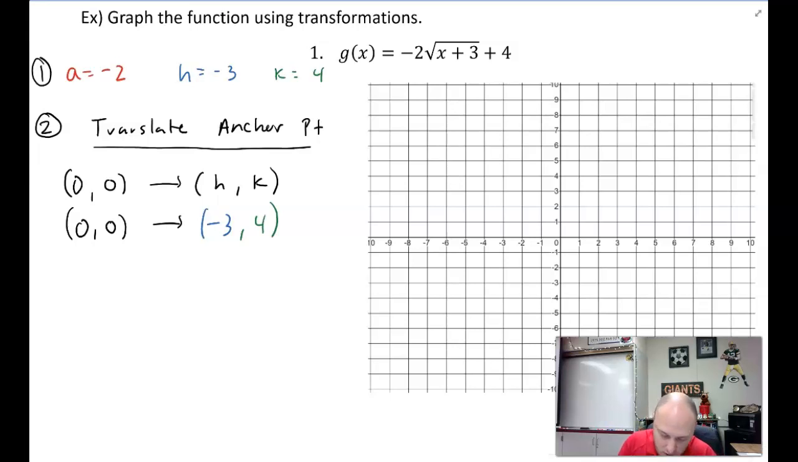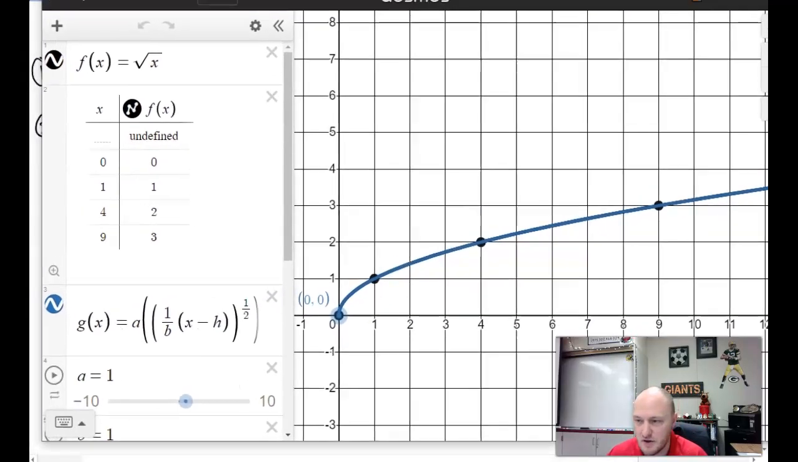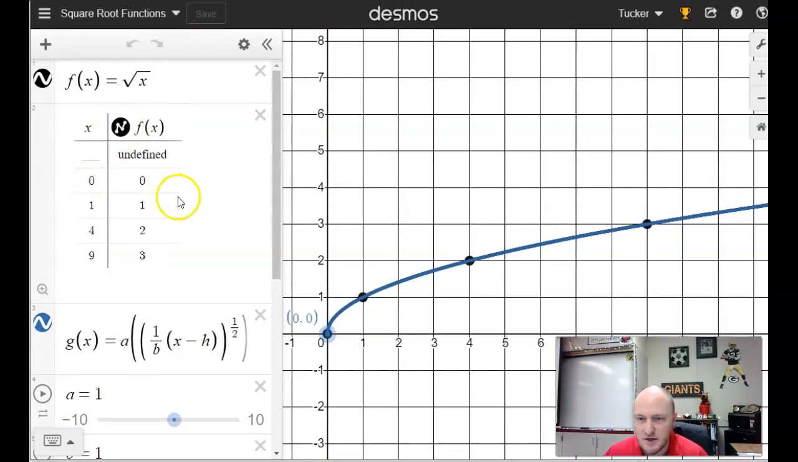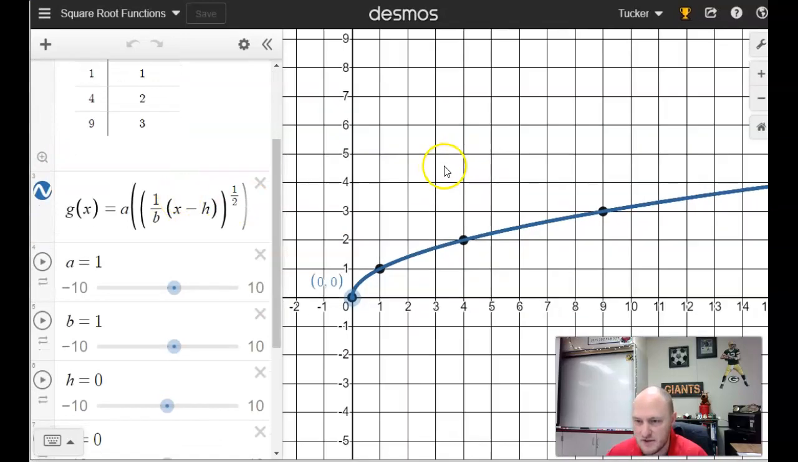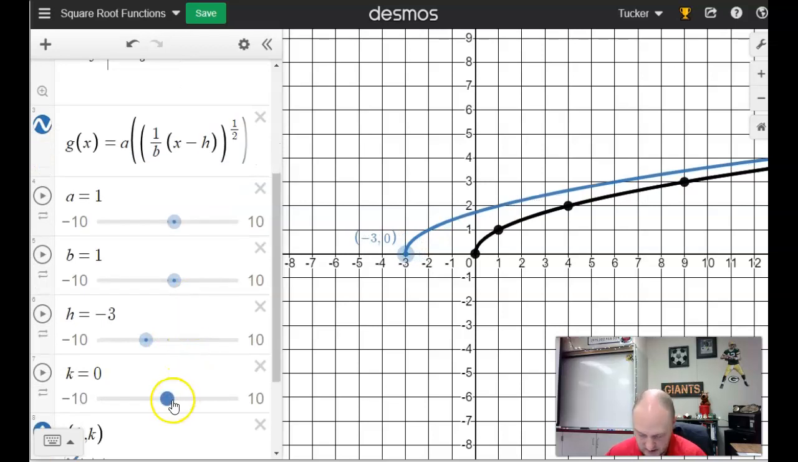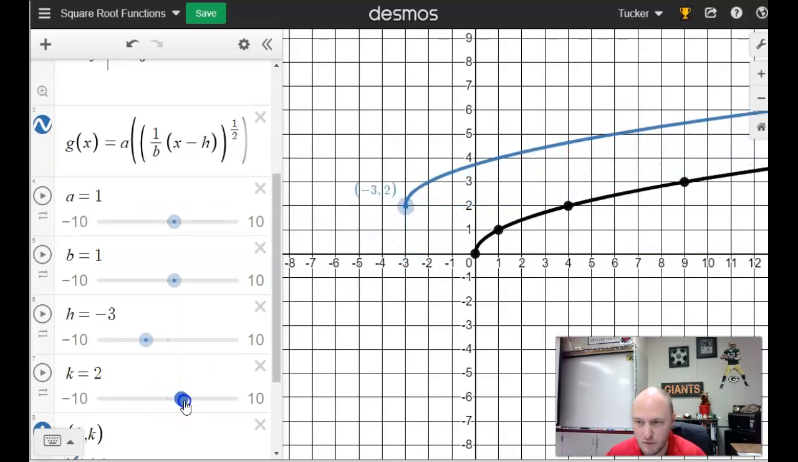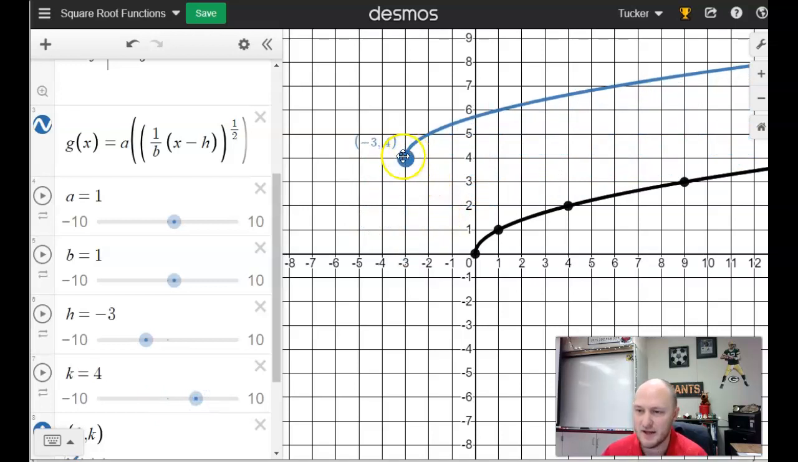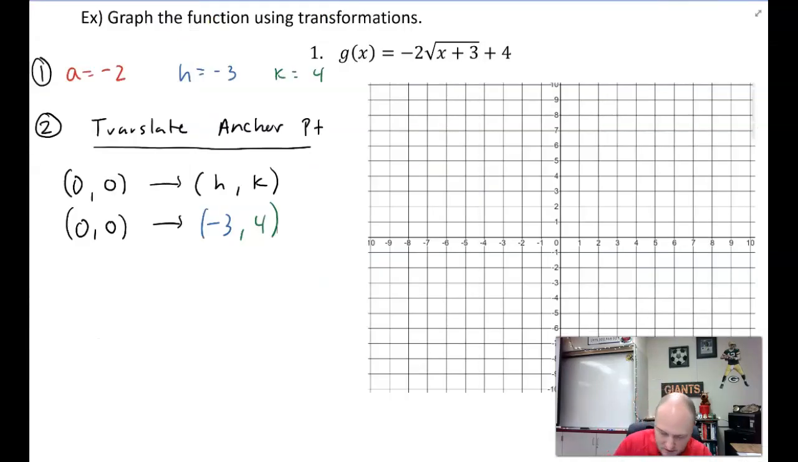Okay? So our anchor point, and I'll go ahead and bring up Desmos for you. So here's the parent function, and let me zoom out a little bit. Our H value is -3, so we're going to the left, -3. And then our K value is 4, so we're going up 4 units. And so what we're going to do is graph that highlighted point here. Okay, so I'm essentially plotting my anchor point. So let's go ahead and plot our anchor point. Okay, left 3, up 4. Here's our first point.